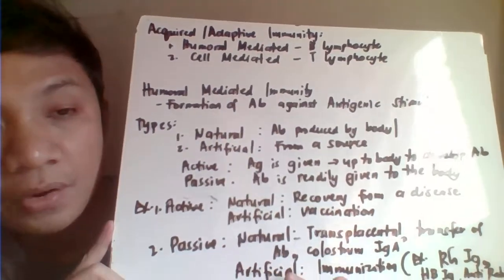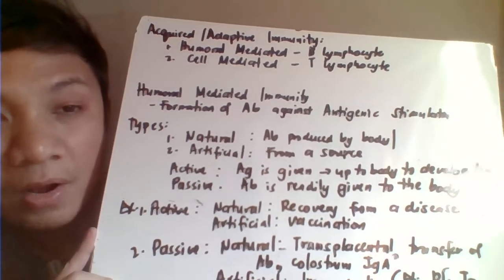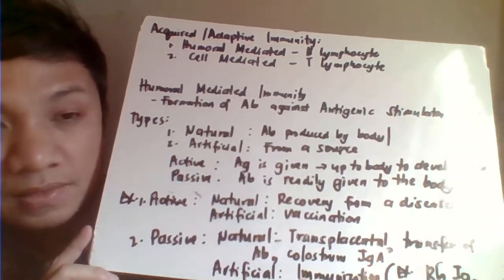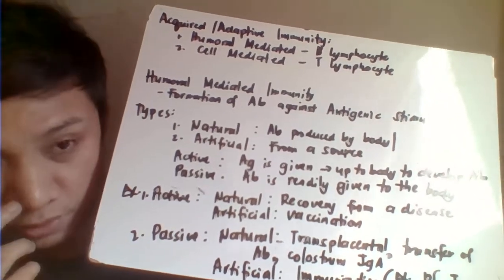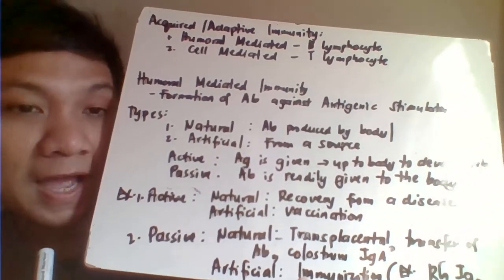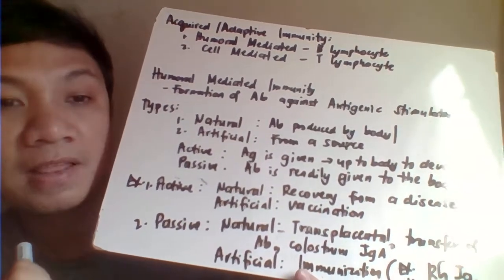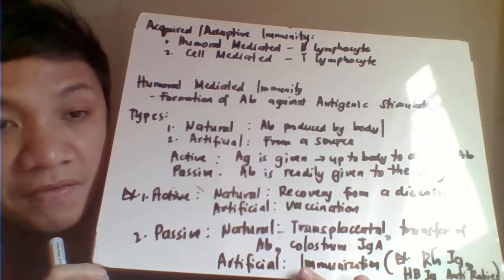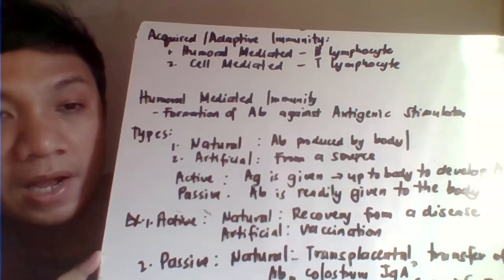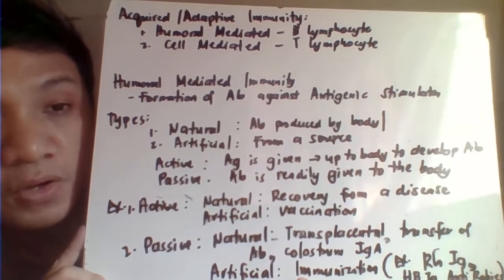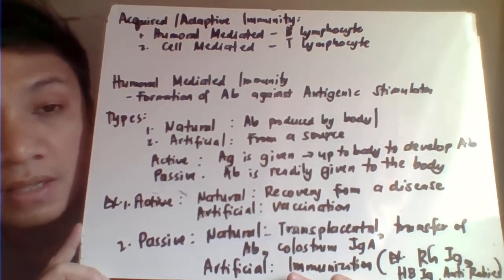Okay, the next one, we go to your acquired or adaptive immunity. Again, acquired or adaptive immunity has the following characteristics. Number one, it has a specific type of reaction. This one is conferred by memory, and it is activated on the second exposure. What's included in acquired or adaptive immunity are cell-mediated immunity and humoral-mediated immunity.